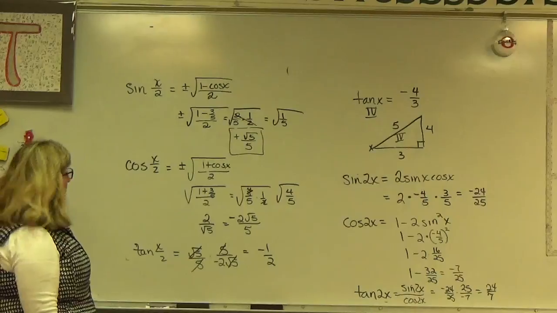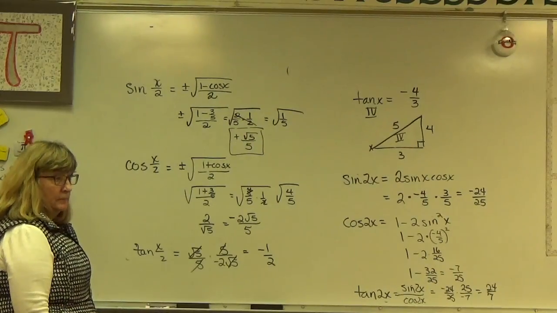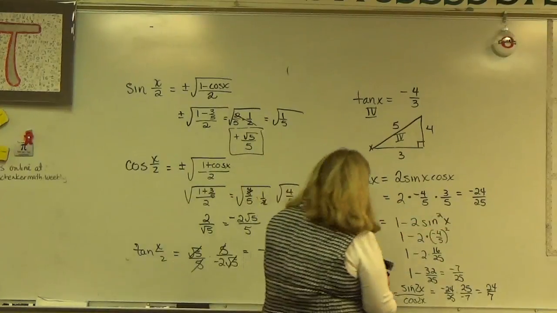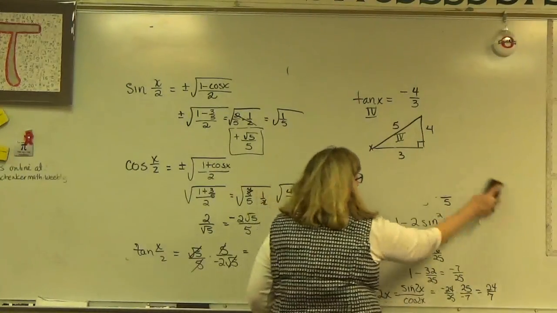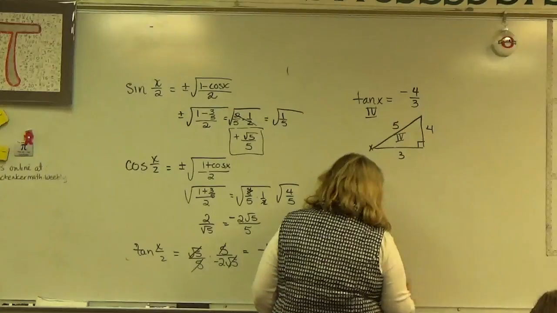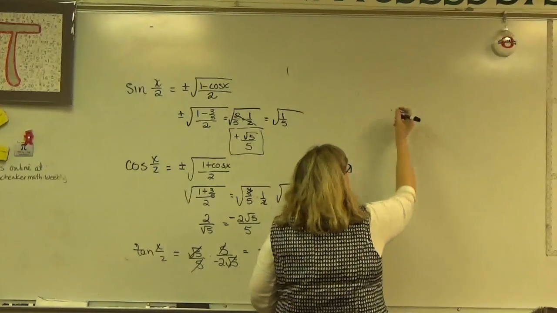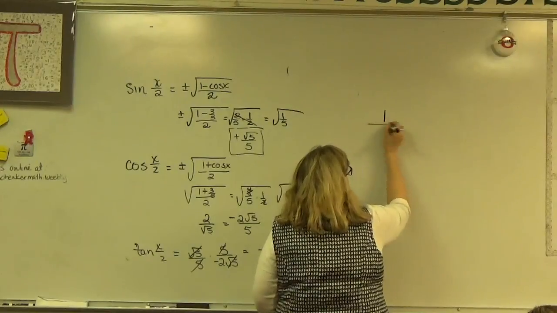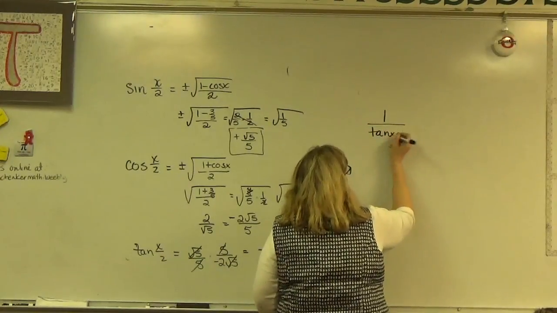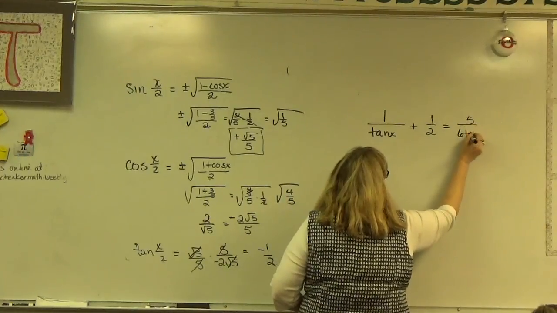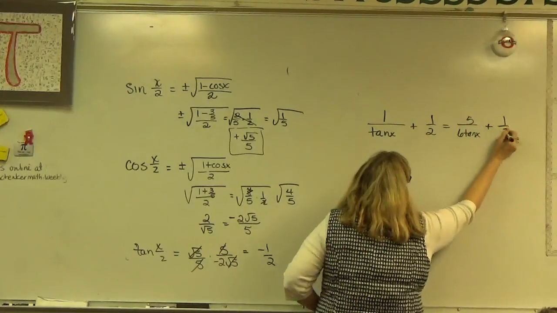Then what's left? The solve. Okay, so Dalton, pick a problem that you're having problems with and we'll use it as our example. Number 3. Just read it. 1 divided by tangent of x plus 1/2 is equal to 5 over 6 plus 1 over 3.